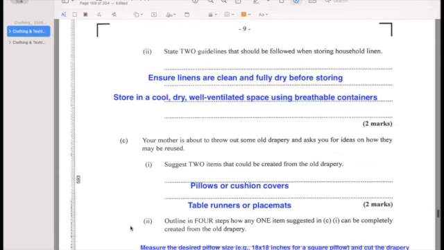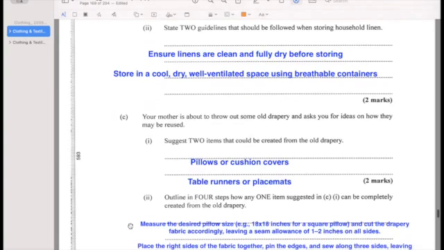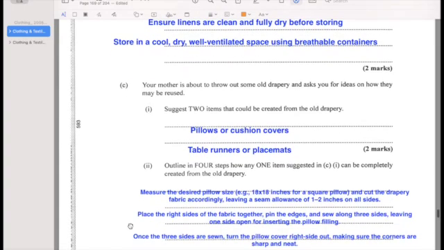2 marks. Your mother is about to throw out some old drapery and asks you for ideas on how they can be reused. Suggest 2 items that could be created from those old drapery. So you can make pillows or cushion covers. You can also make table runners or placemat.